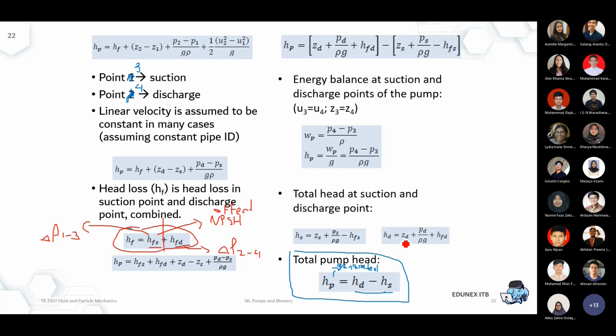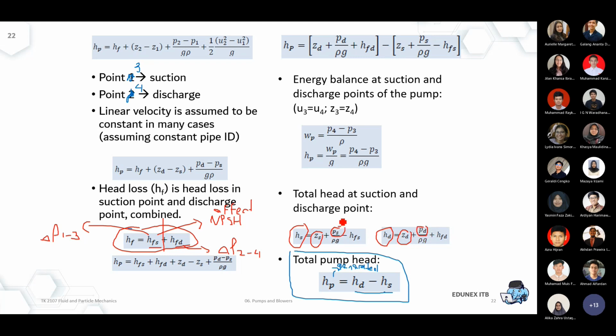Okay, so by doing this calculation, we can separate the head at the suction point and the head at the discharge point. So what's the elevation of the suction point of your pump? What is the elevation of the discharge point of your pump? What is the pressure at the suction point of your pump? What is the pressure at the discharge point of your pump?